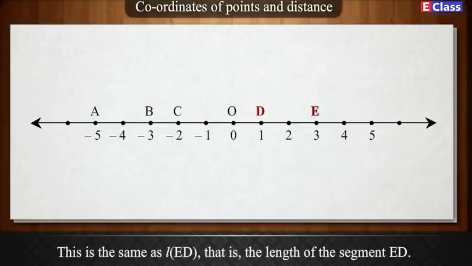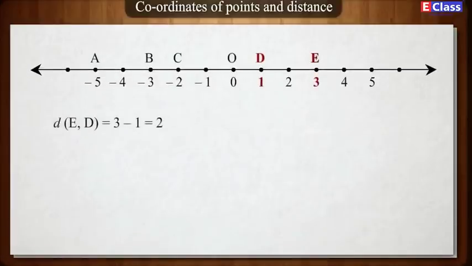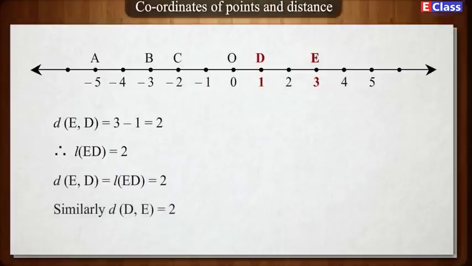That is, the length of the segment ED. d(ED) is equal to 3 minus 1, which is equal to 2. Therefore, length of ED is equal to 2. d(ED) is equal to length of ED, which is equal to 2. Similarly, d(DE) is equal to 2.